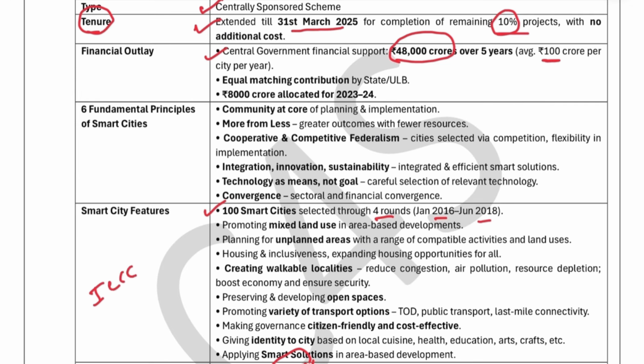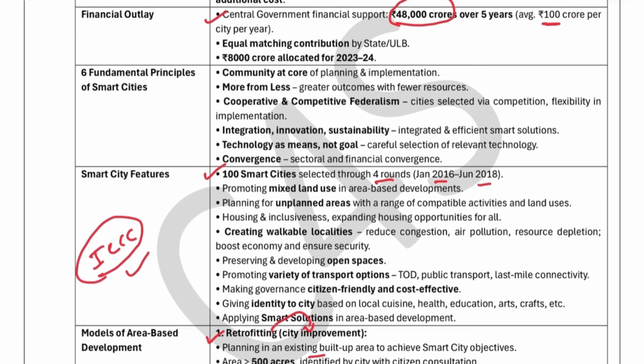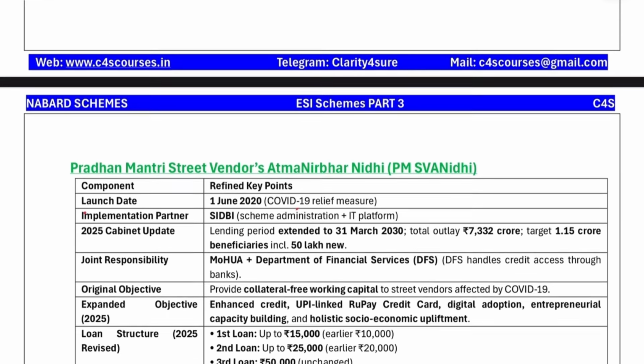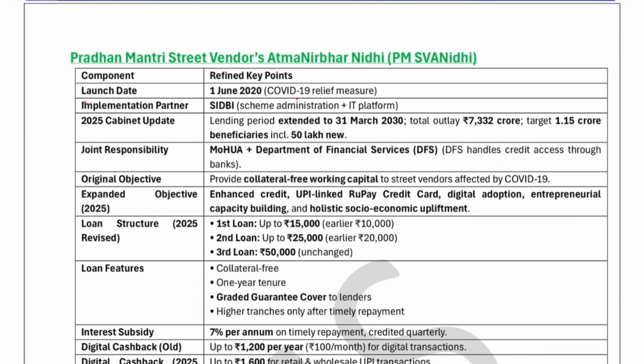And yes, one important thing, that is ICCC centers, okay, integrated command and control center. These are considered as the brain and nervous system of these smart cities, okay. Why? Because they are going to integrate the data and technology and plan everything for the smart city. All the 100 cities will have 100 ICCCs, okay. Each city will have one ICCC center, okay. That's it for the smart cities mission.